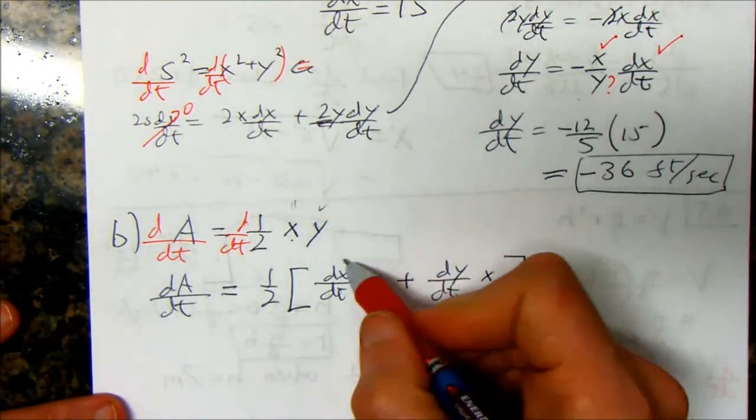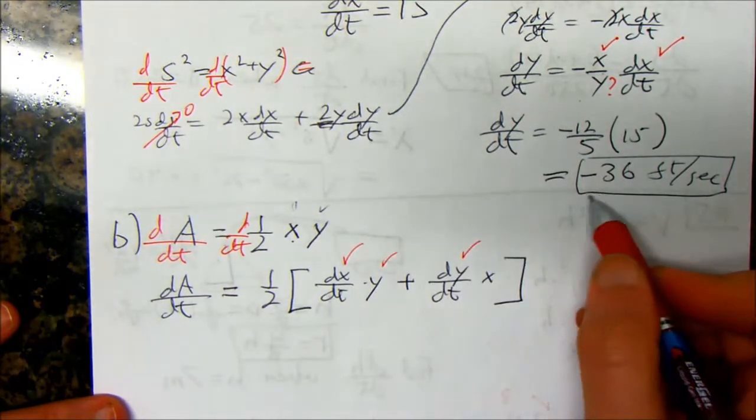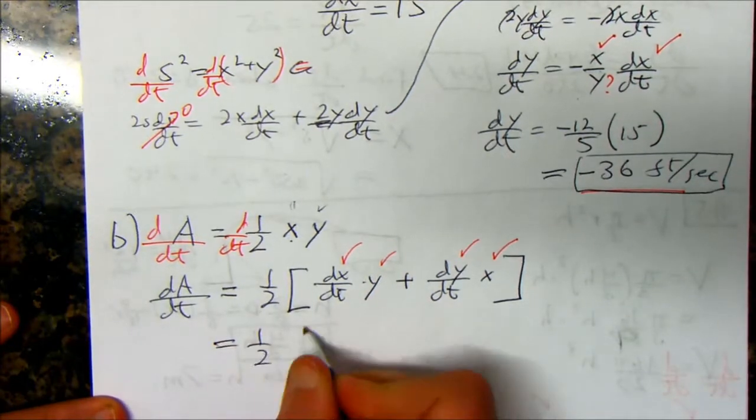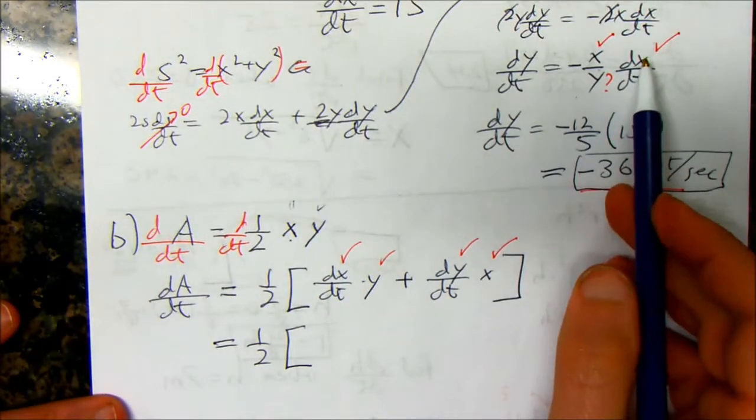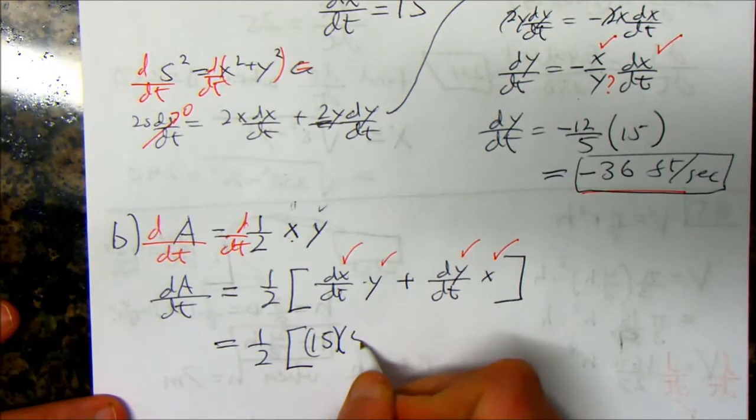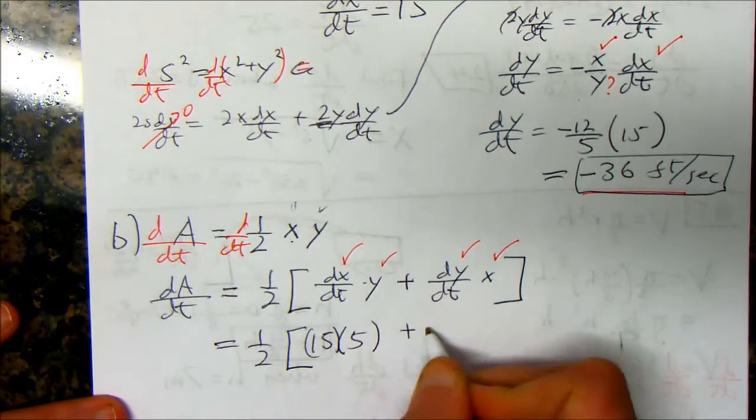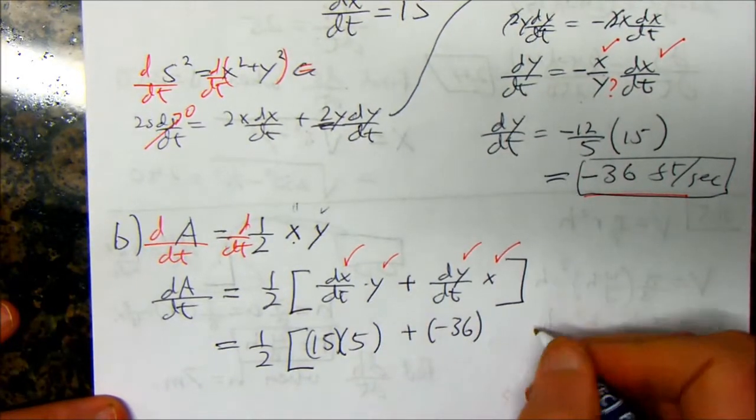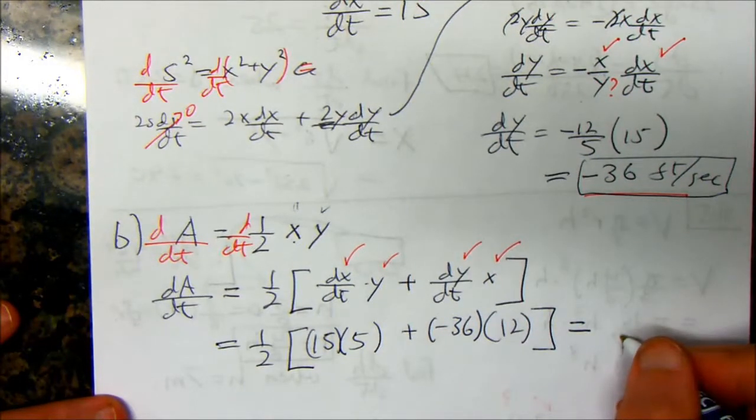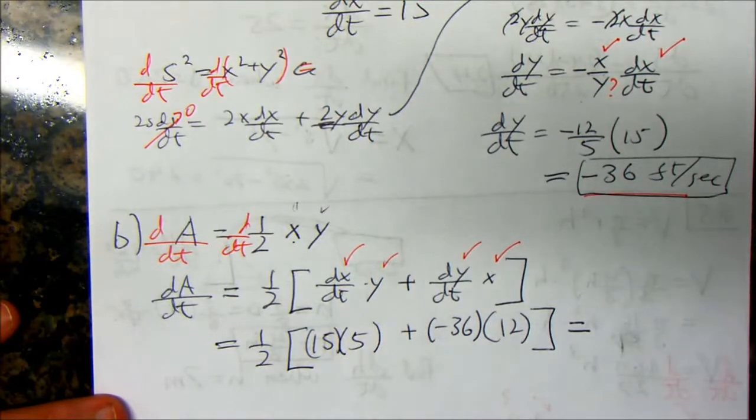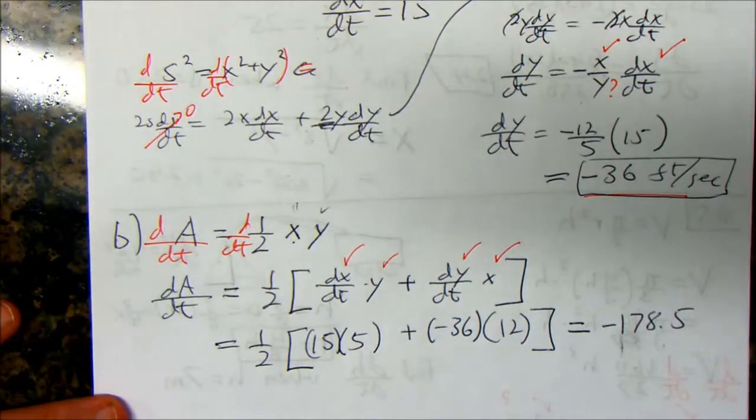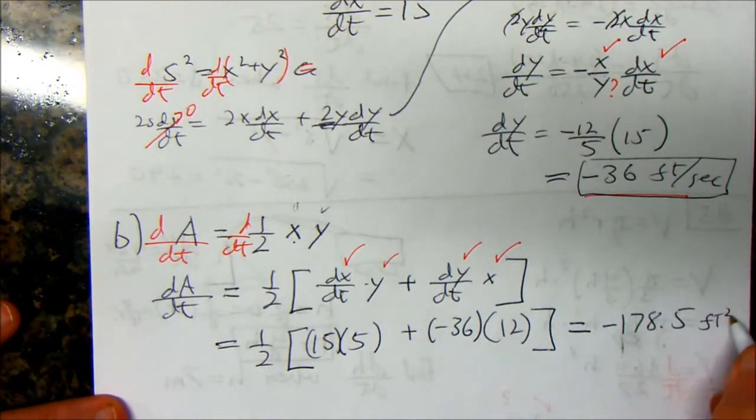Thankfully, we already have all these. We have dx dt, we have y, we have dy dt. We just got it in this part, and we have x. So let's just plug it in. 1/2 times dx dt was 15. Y turned out to be 5. dy dt is negative 36. And x is 12. Okay? If I simplify all that, remember, divide by 2, negative 178, sorry, 0.5 feet squared per second.